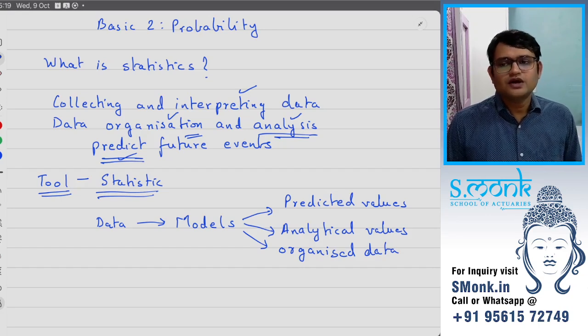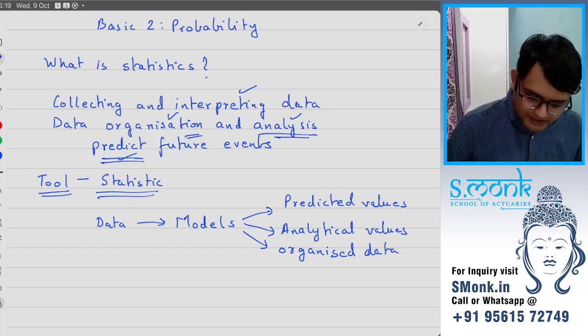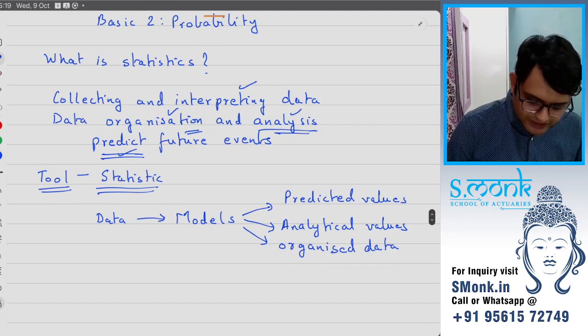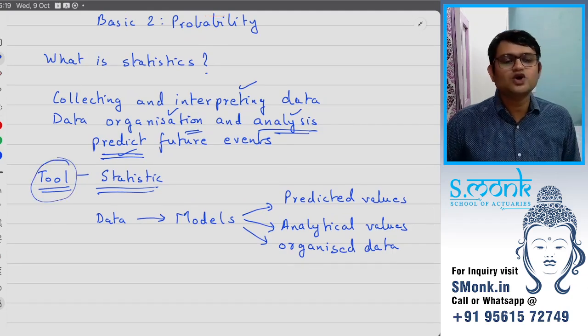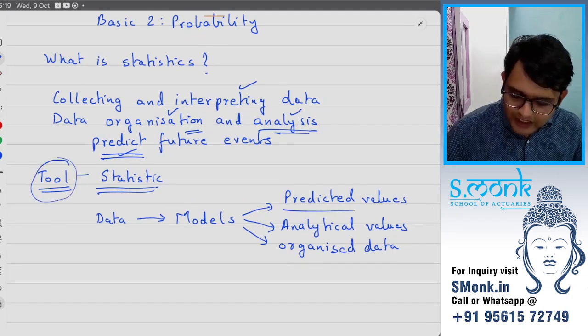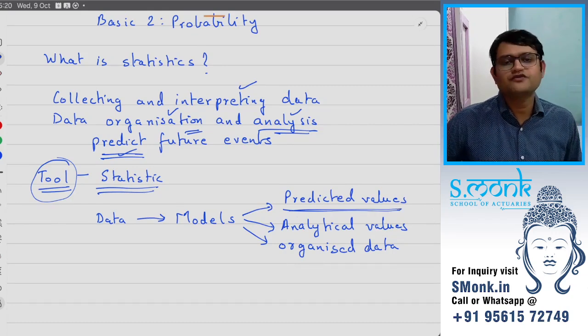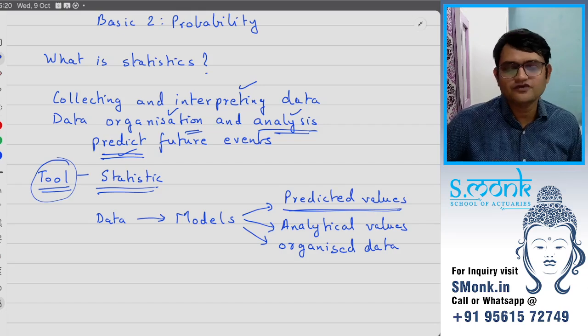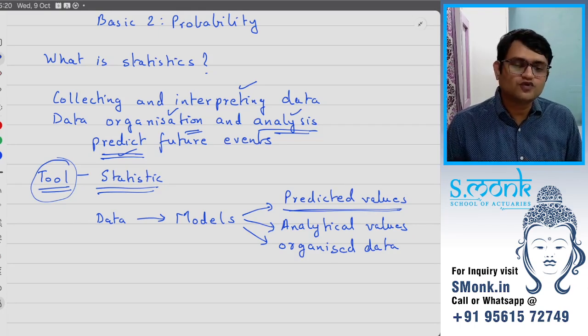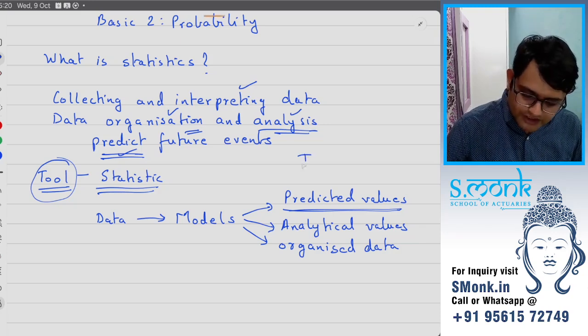Now the problem with a statistical model is, the reason I call it a tool is because we cannot predict the future perfectly. Nobody can predict the future. If somebody can predict the future, then that person would become rich, right, beyond measures. So we cannot predict the future. What we are trying to do is make informed decisions.